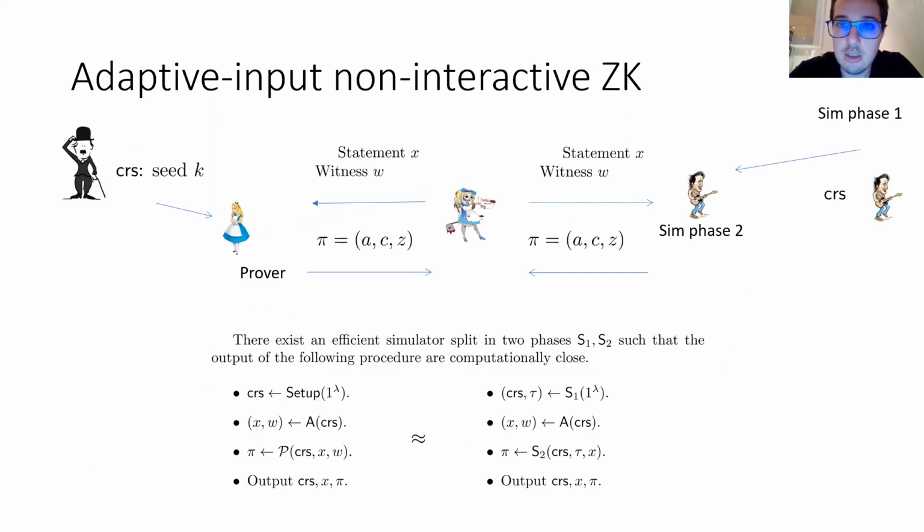And here we can see how the adaptive-input non-interactive zero knowledge is defined. The idea is that there exists a simulator split into phases S1 and S2. The first phase has to compute a CRS, and the second phase, having on input a statement, has to compute a valid proof. And moreover, the procedure has to be indistinguishable from an honest interaction of the protocol.